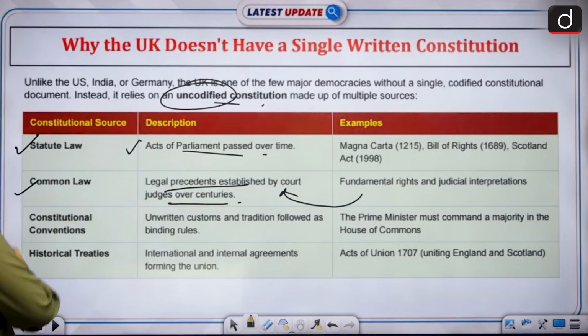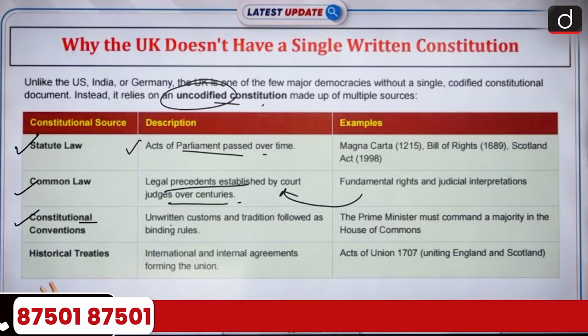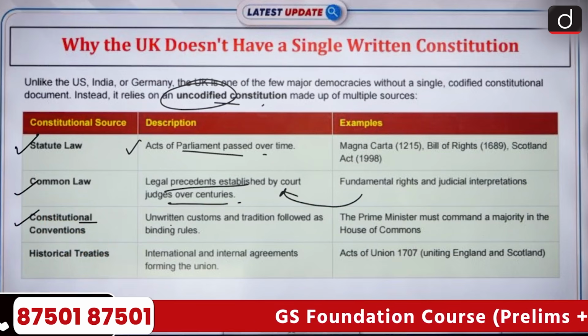Then the constitutional conventions: unwritten customs and traditions that are followed as binding rules. Right? The Prime Minister must command a majority in the House of Commons. You see how random things are.